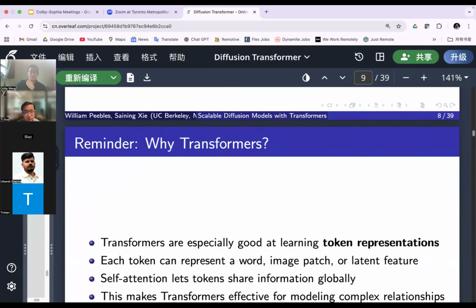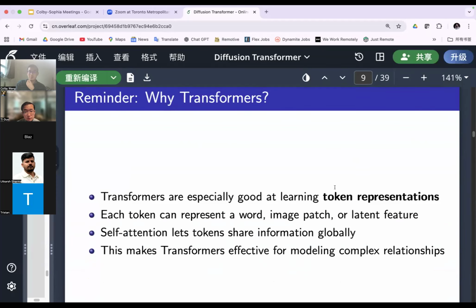So why do you want to use transformers? Because transformers are good at learning token representations. Maybe the token can be a word; here we want the token to represent an image patch. With self-attention, we can let tokens share information globally, and this makes transformers effective for modeling complex relationships.